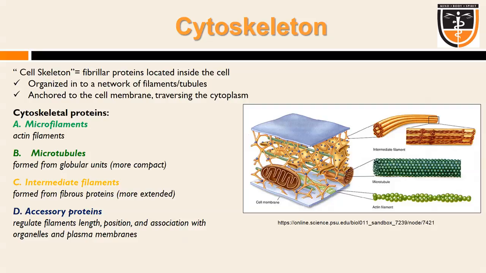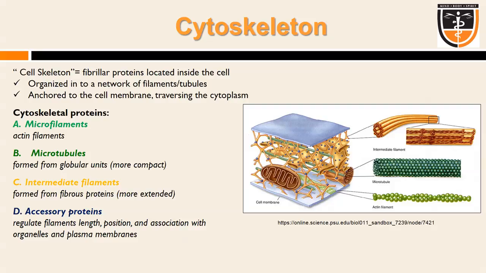So what are the cytoskeletal proteins we're going to talk about today? We're going to talk about microfilaments, which are here, as you see here in the bottom, the green one. And these are mainly actin filaments. They're globular proteins that are aligned, and they form a double helix. So two lines of these globular proteins will wind around each other.